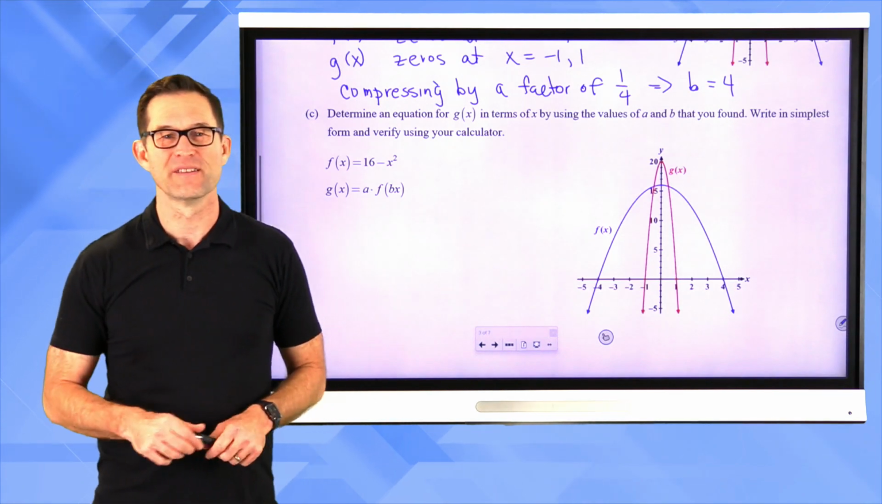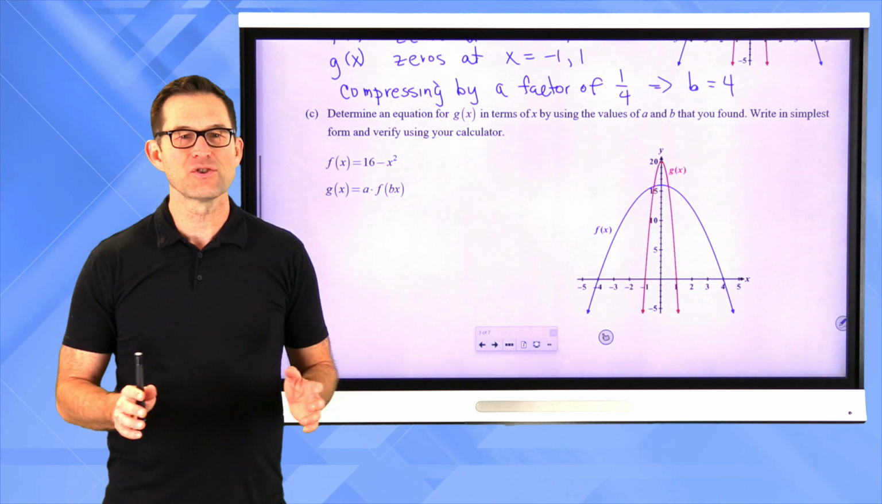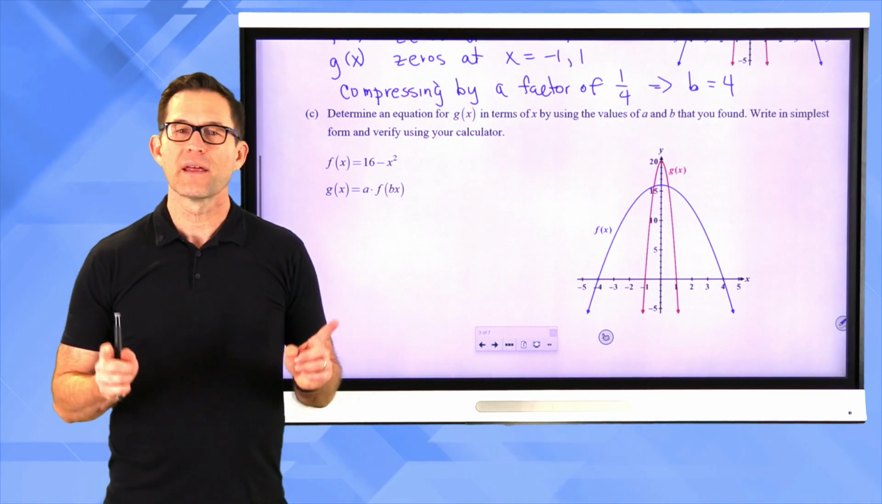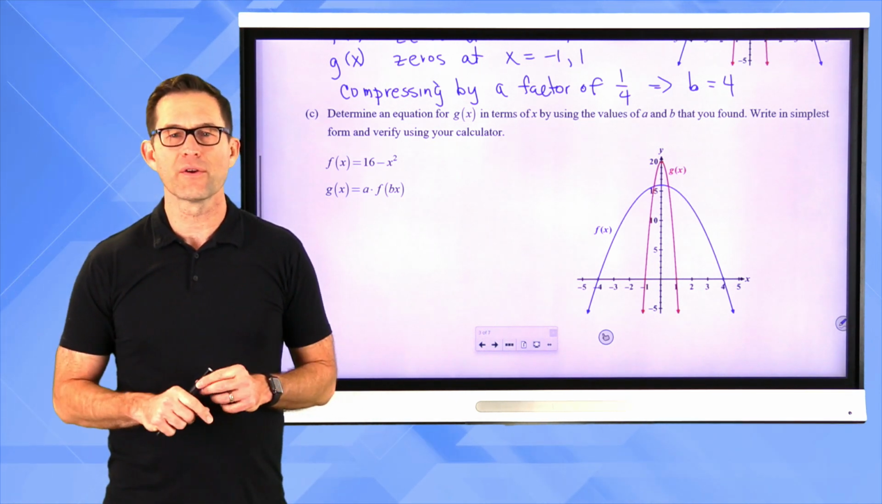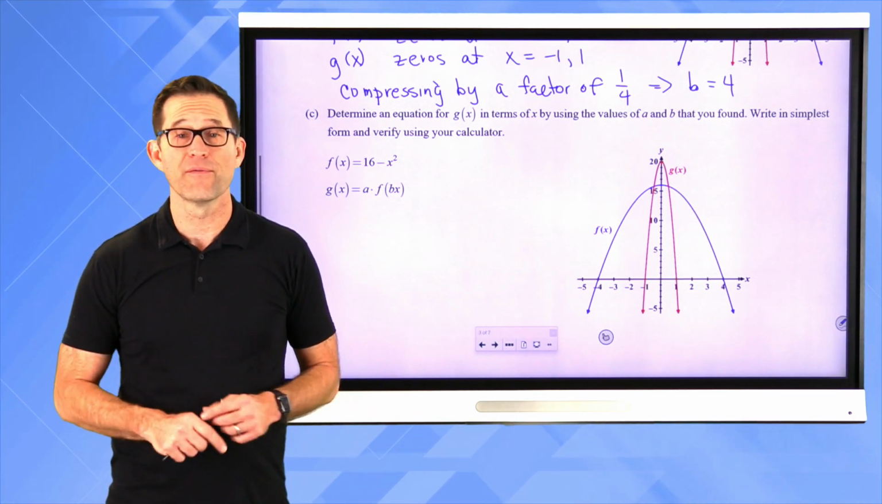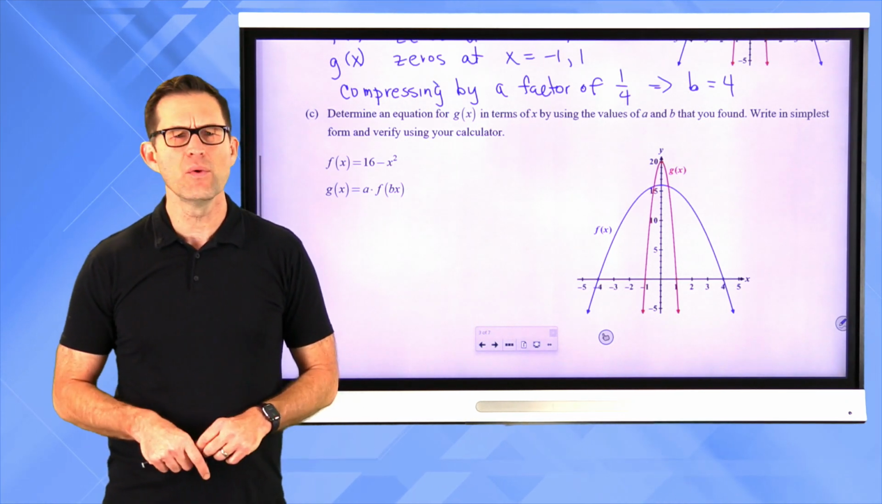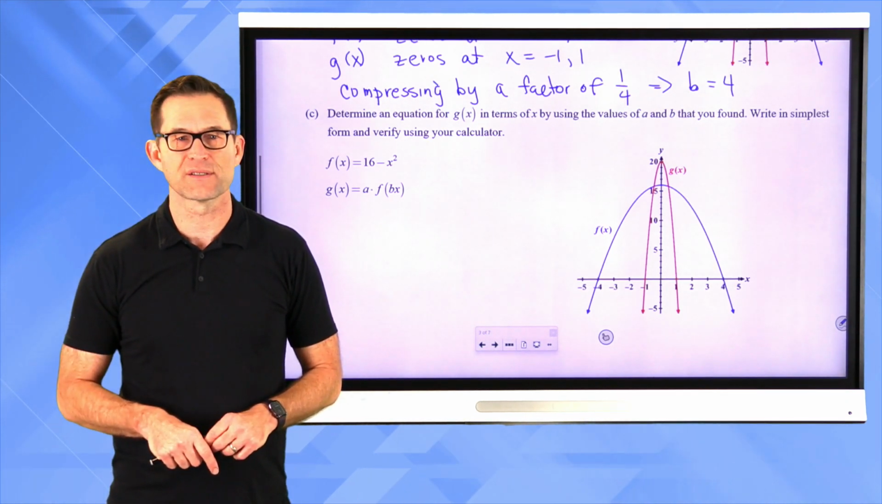Let's take a look at letter C. Determine an equation for g of x in terms of x by using the values of a and b that you found. Write in simplest form and verify using your calculator. All right, this is kind of cool, and the algebra is a little bit challenging, but I'd like to see if you can do it on your own, and then we'll take a look at it and verify that we actually have the right formula by producing this graph again. Pause the video now and see if you can come up with a formula for g of x.